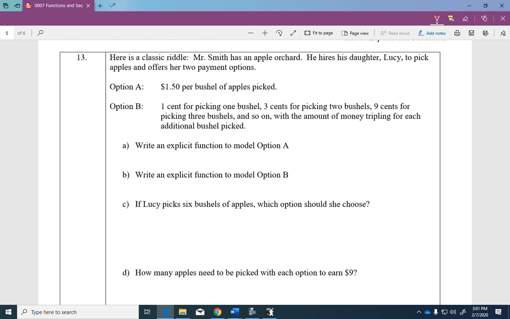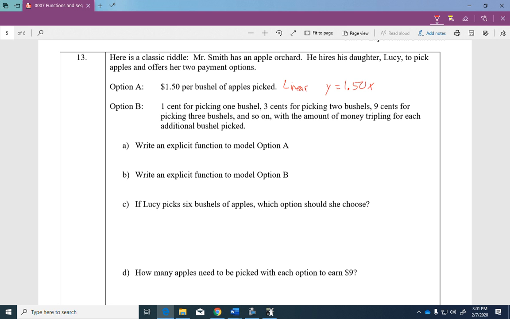Option 1, $1.50 per bushel of apples picked. So she'd get $1.50 for one, and then another $1.50, so $3 for 2, and so on. It keeps on going up by $1.50 per bushel. That makes this linear. It makes me already want to write y equals $1.50 x. If she picks 1 bushel, she gets $1.50. If she picks 2 bushels, she gets $3, and so on.